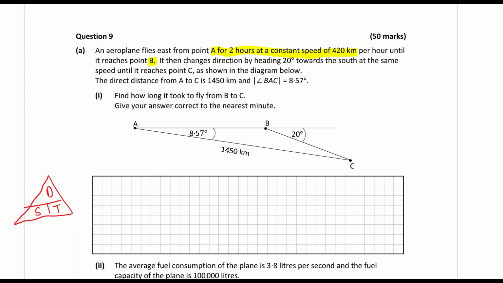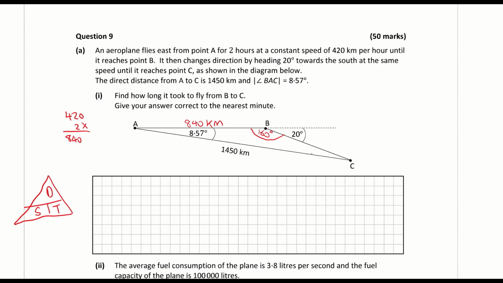So that means that the total distance from A to B is going to be 420 kilometers multiplied by 2, giving me 840 kilometers. So I'm just going to mark that onto my diagram. It's 840 kilometers from A to B. The next piece of information I also know is that this angle here at B must add up to 180 degrees because it's a straight line angle. So I'm just going to mark in the angle internally here, which is going to be 160 degrees, because 180 take away my 20 is leaving me with 160 degrees.